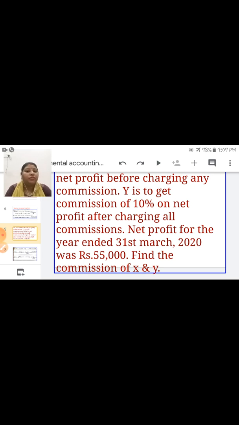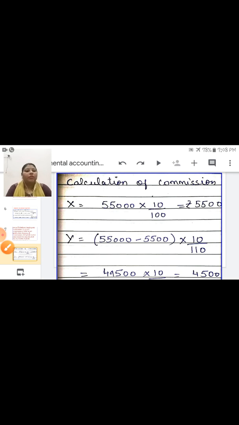But one more thing you have to see here. It is written after charging all commission. It means X's commission also you have to charge. So how do you calculate Y's commission? This we will see. But first of all, look at the net profit. It is given 55,000. So net profit is 55,000. Let us see the solution. Calculation of commission. X's commission: as we know, net profit is 55,000 and rate of percentage is 10%. So 10 upon 100, we can directly find 5500. This is X's commission.